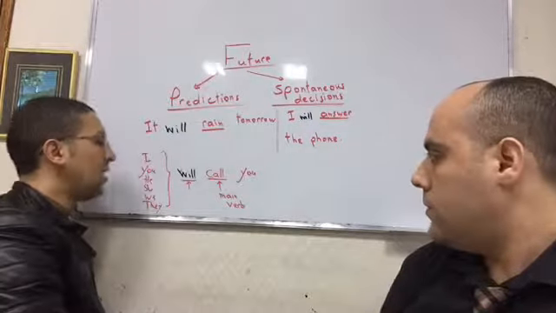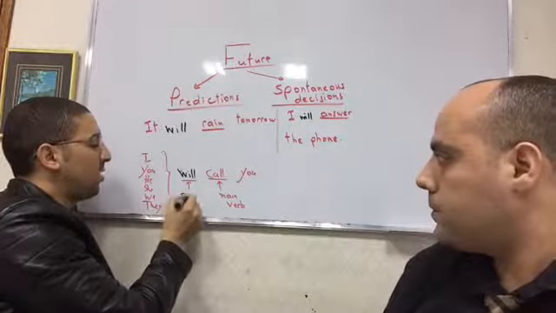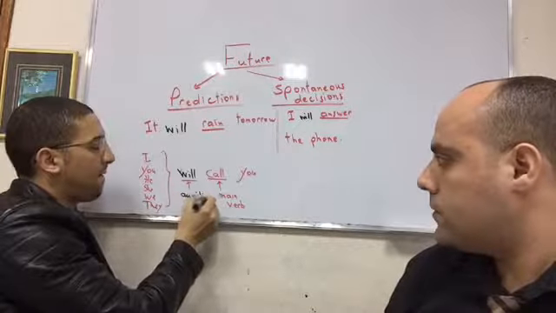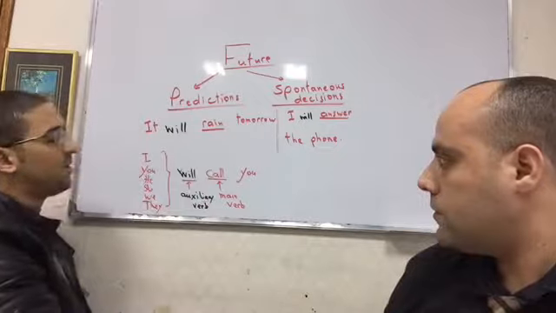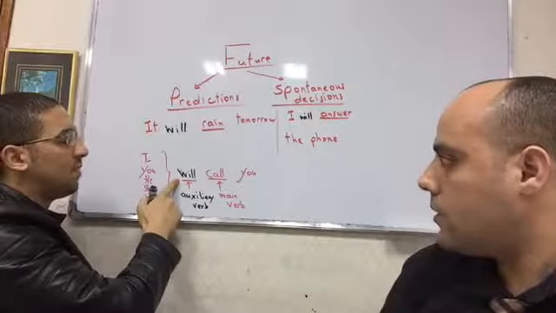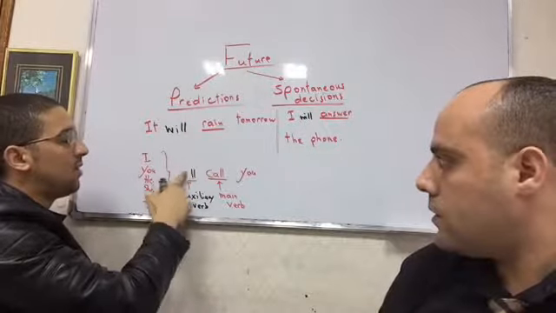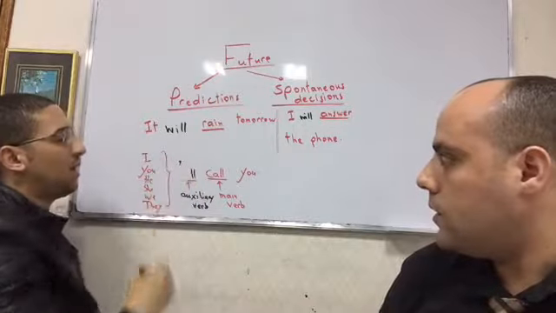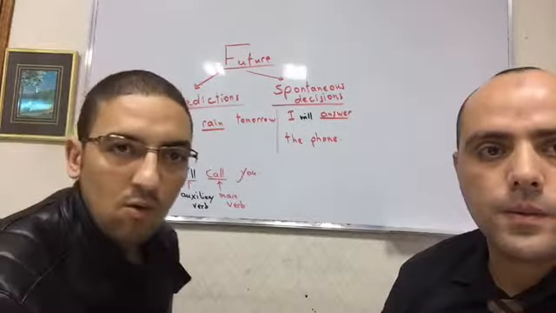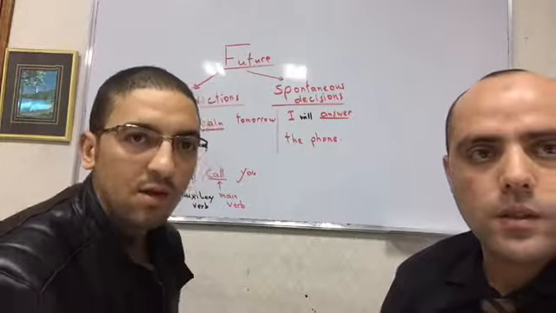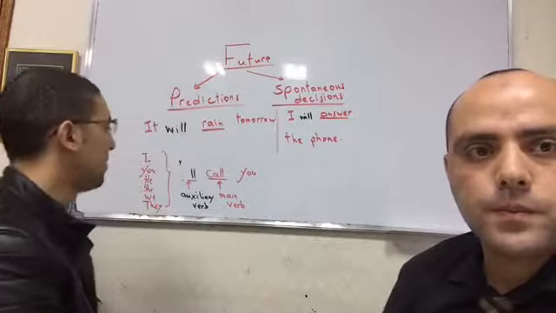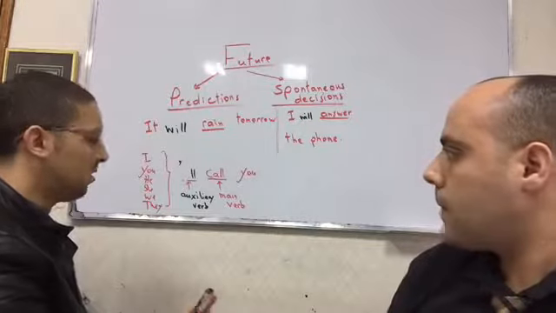Of course, will, as we said, is an auxiliary verb. And it can be abbreviated by removing the W and I, and you say I'll. I'll call you. Yeah, very good. Now this is the positive form, it's easy.